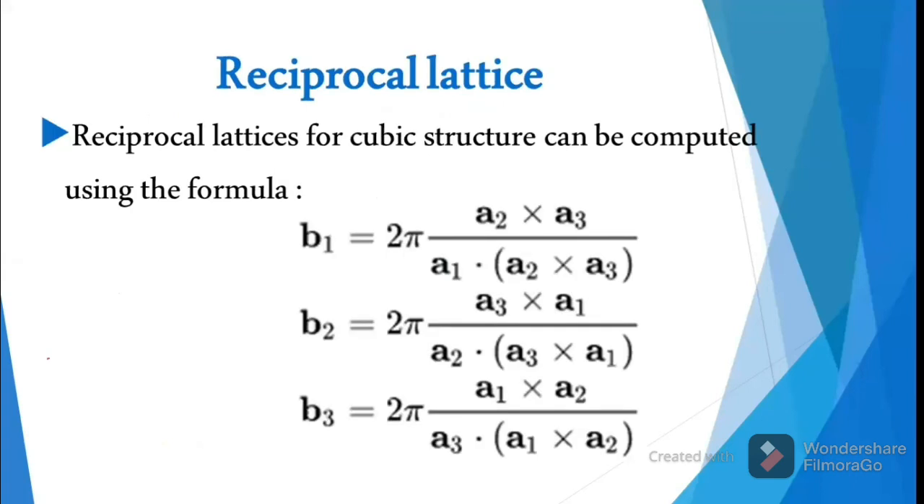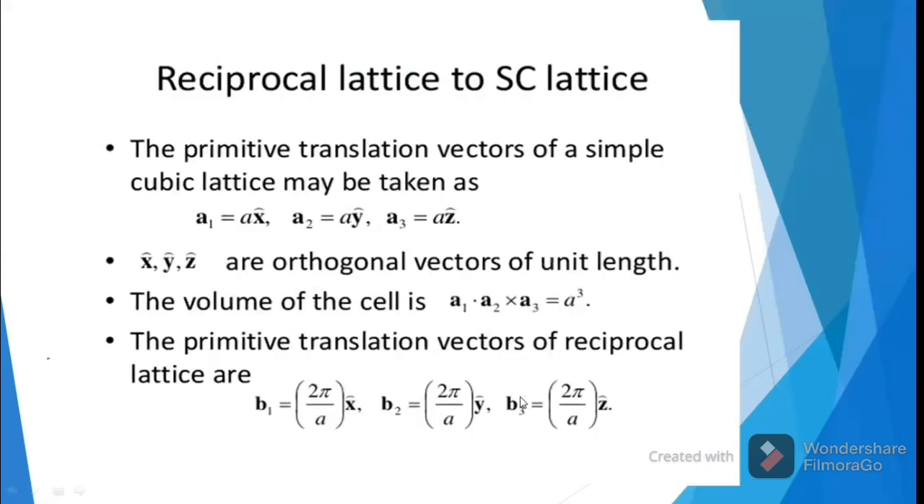Okay. Now the reciprocal lattice. How can we calculate the reciprocal lattice? The reciprocal lattice for the cubic structure can be computed using the formula. If you are calculating V1, V2, V3, these are the reciprocal lattice vectors, multiplied by 2 pi, A2 multiplied by A3, where A1, A2, A3 are the lattice parameters. By using this formula, we can calculate the reciprocal lattice of the cubic structure, and the reciprocal lattice for the SC lattice.